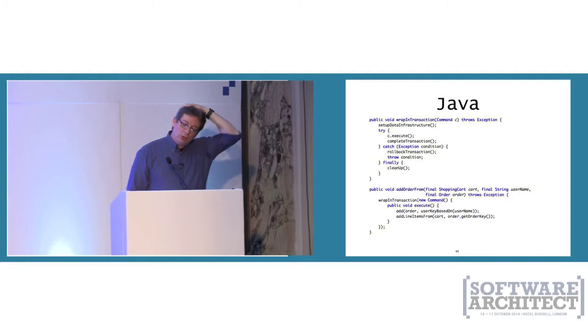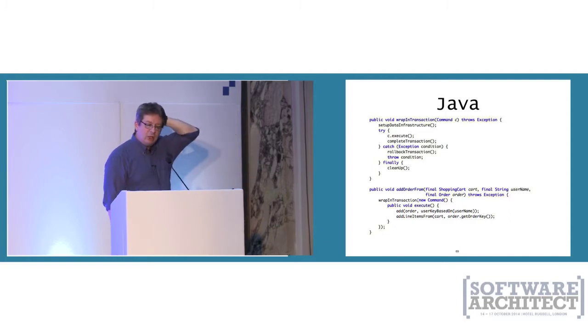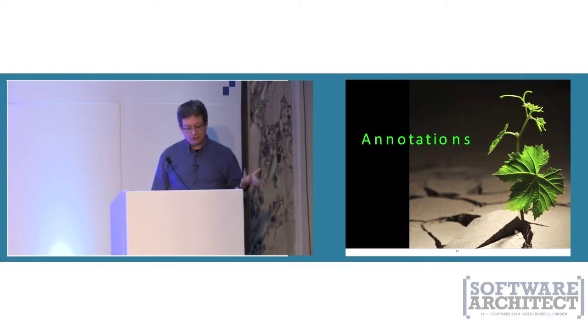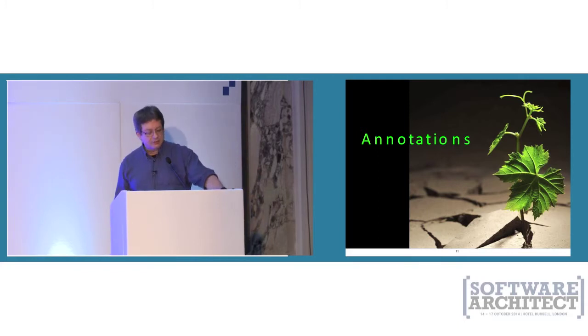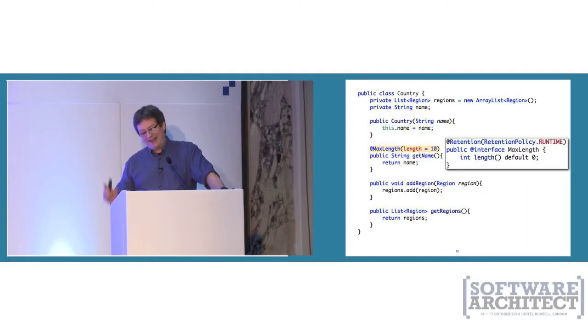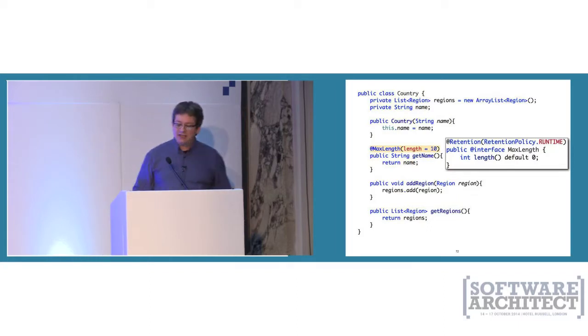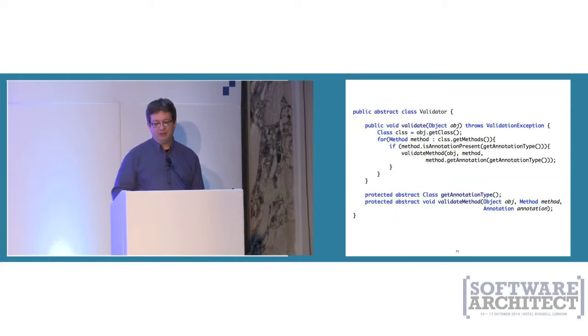The other way to capture these kinds of idiomatic patterns are with language features like annotations or attributes. They're called different things in different languages, but it's basically ways to attach meta information to things like methods. So in the Java world, for example, you can create annotations that stick to methods like this. So maybe for bizarre historical reasons, I can't let country names be more than 10 characters long. So I can attach an annotation on that and build an interface like that, and then build this very simple little validator class.